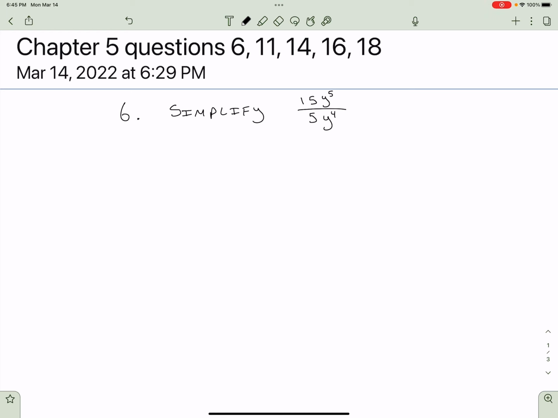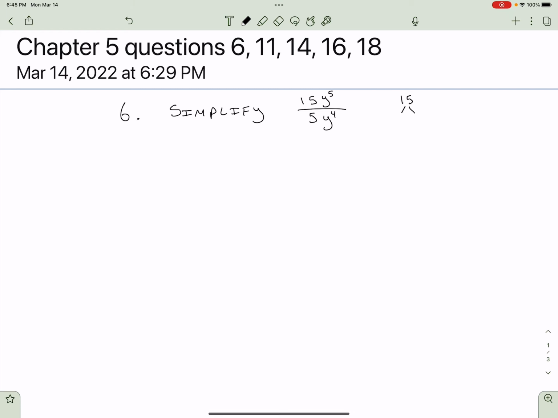So, here's number 6. Number 6 says we need to simplify. So, what we're going to do to simplify this is we're going to try to find anything that's common between our numerator and our denominator. So this would be our numerator up here, and the denominator is down below. And what I'm going to do is I'm going to start by taking the numerator, and I'm just going to work with the 15. And I'm going to prime factorize it.